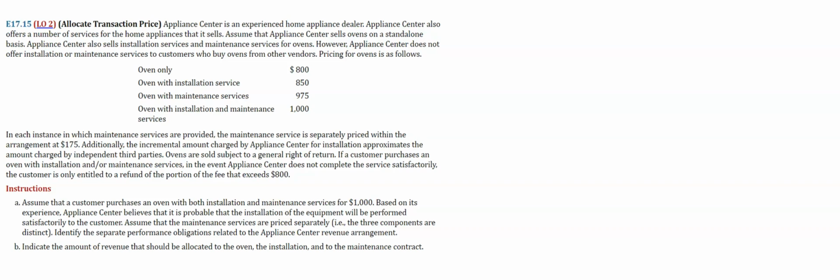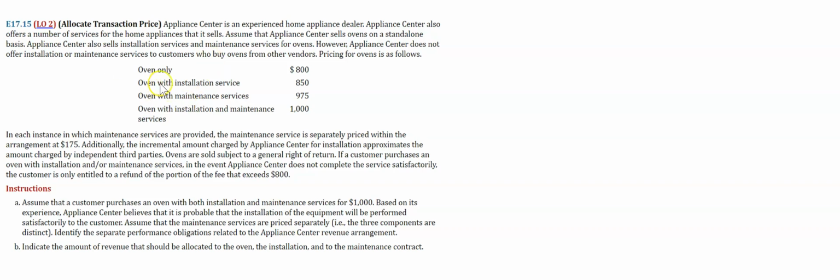We will see one exercise problem related to transaction price allocation. Appliance Center is an experienced home appliance dealer, and they offer different types of services along with all the products they sell. They sell ovens on a standalone basis. They also provide installation and maintenance services for ovens. However, they don't provide these installation or maintenance services to customers who buy ovens from other vendors.